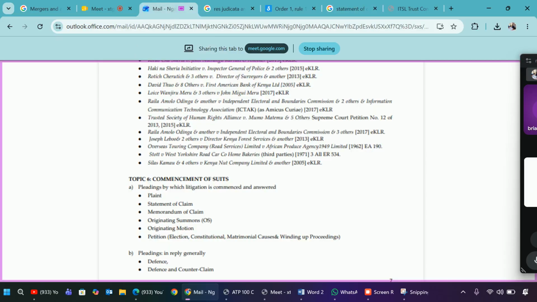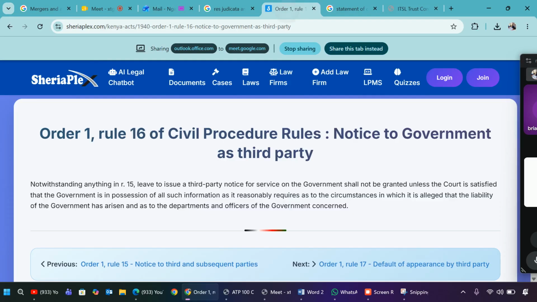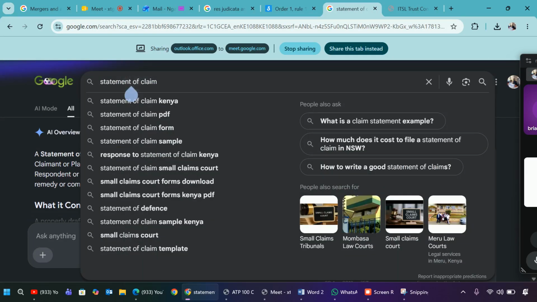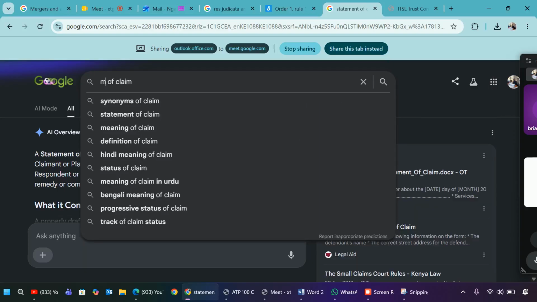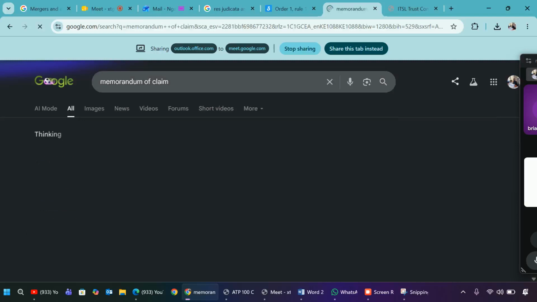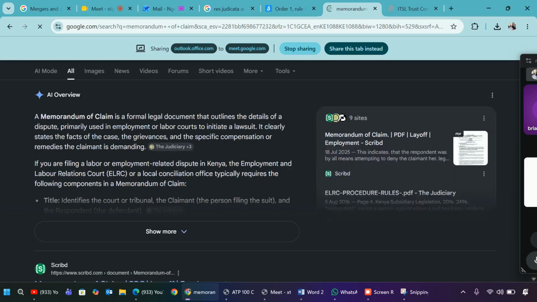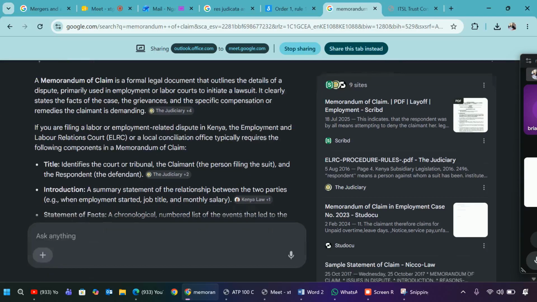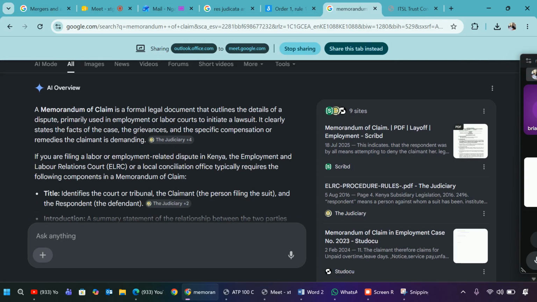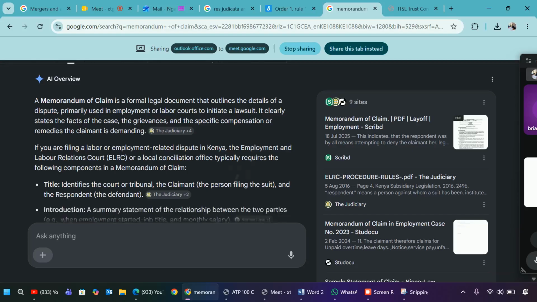Then there is memorandum of claim. How do you draft it? Memorandum of claim for employment matters. So generally a memorandum of claim is a formal legal document that outlines the details of a dispute, primarily used in employment or labor courts to institute a lawsuit.